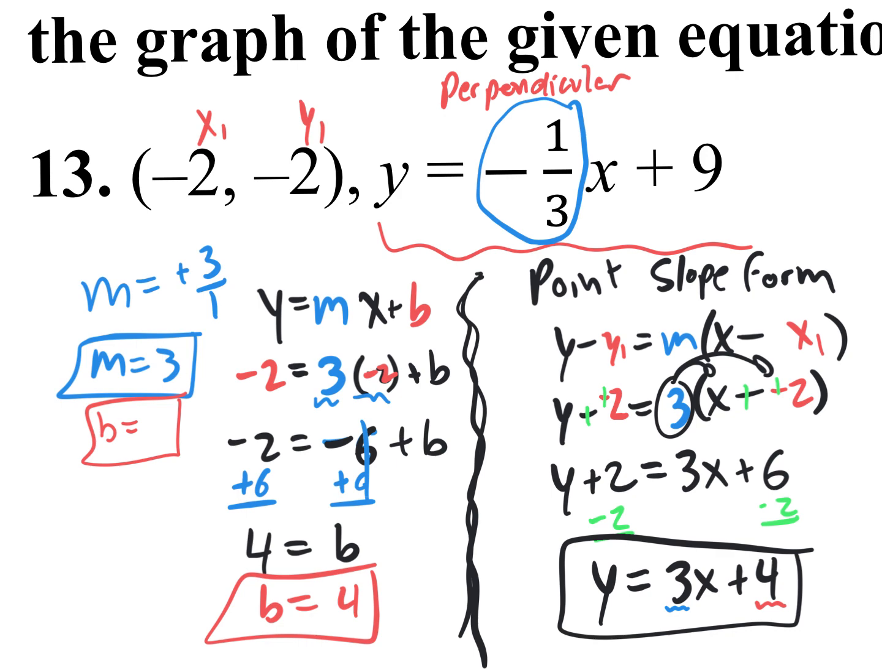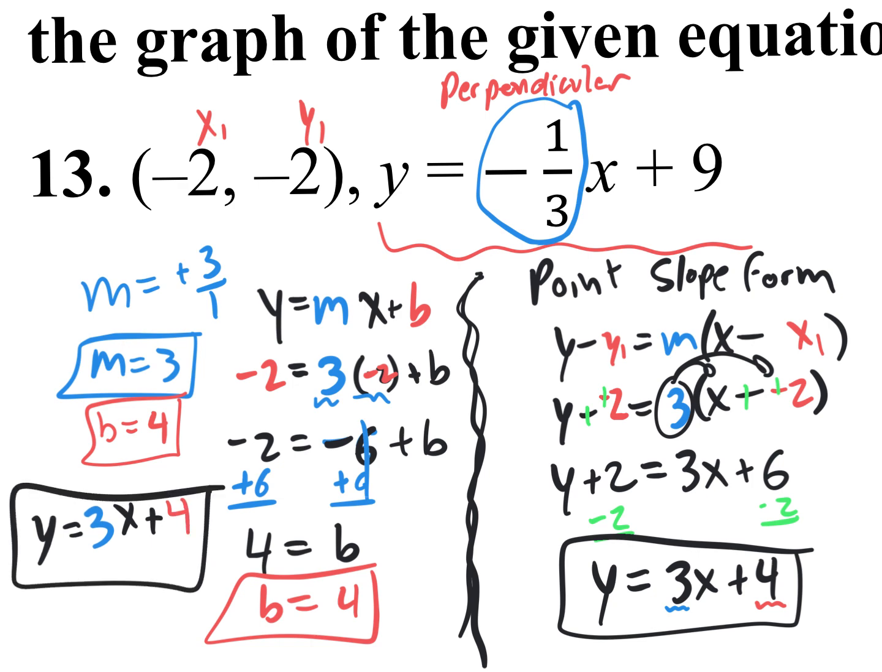So now that we know the m and the b, now we can plug it into y equals mx plus b. And there's your slope-intercept form equation, y equals 3x plus 4. Again, I prefer point slope. Once I have a slope and once I have a point, I jump right to point slope form, plug it in, and then change it. Or if you wanted to, you could just stick with slope-intercept, plug in your x, your y, your m, solve for b, and then take your m and your b and plug them into y equals mx plus b.